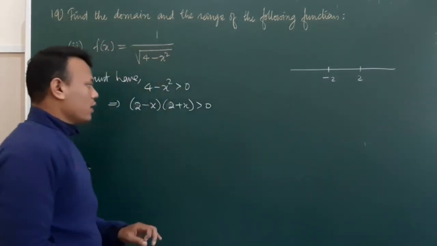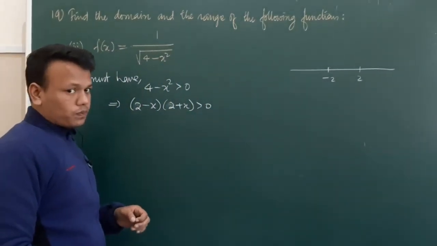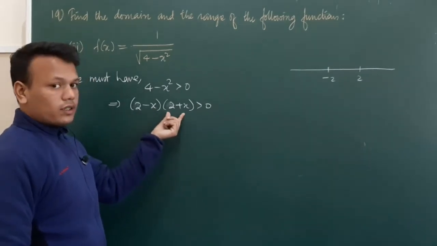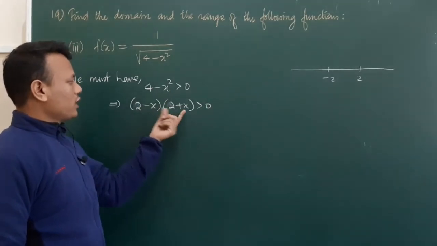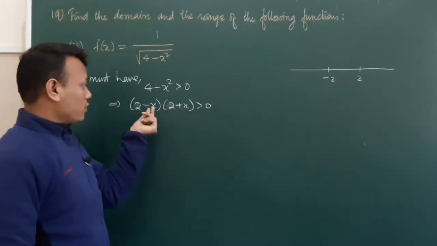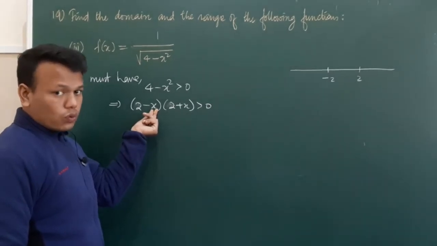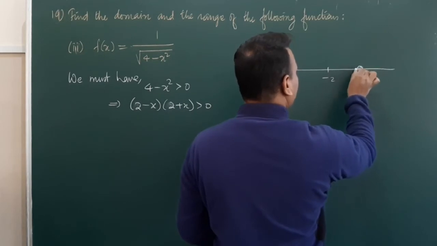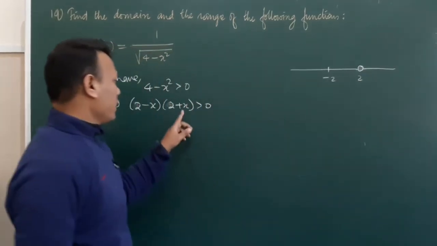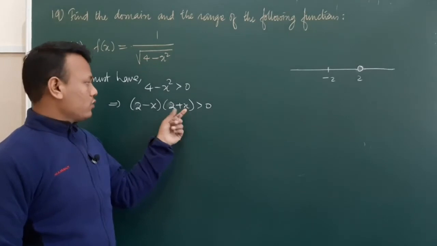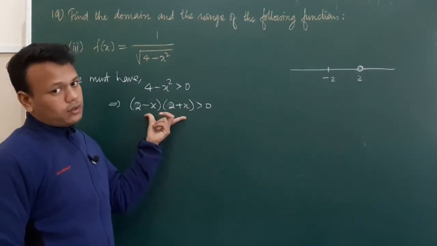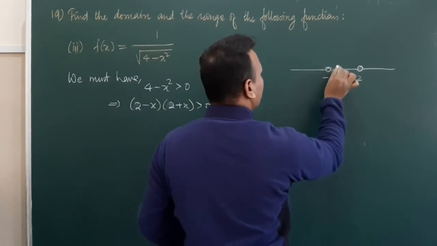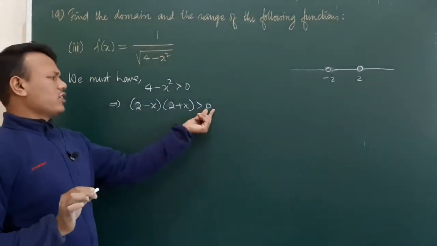Alright. Now, can I take x equal to 2? Let's check. If x is 2, then 2 minus 2 is 0, and 0 into anything is 0. But this full thing cannot be equal to 0, isn't it? So that's why x equal to 2 has to be excluded. So 2 is excluded. Similarly, x equal to minus 2. If you put x equal to minus 2, this becomes 0, so altogether this also becomes 0. So minus 2 also needs to be excluded. Fine. Now this has to be positive.